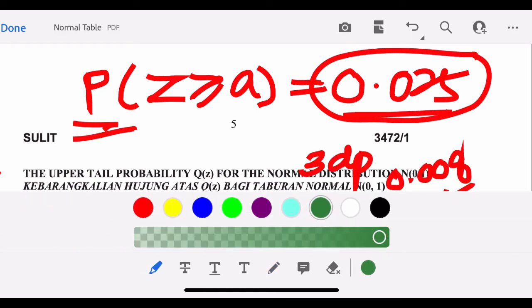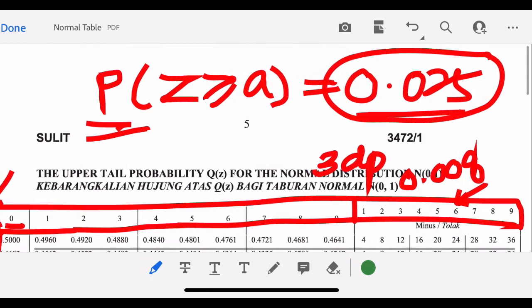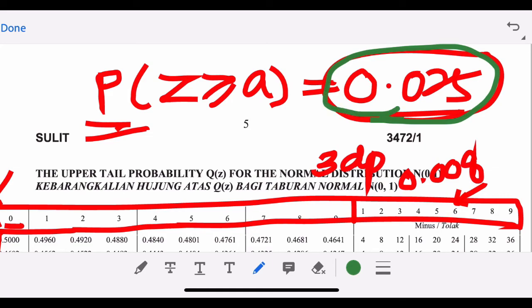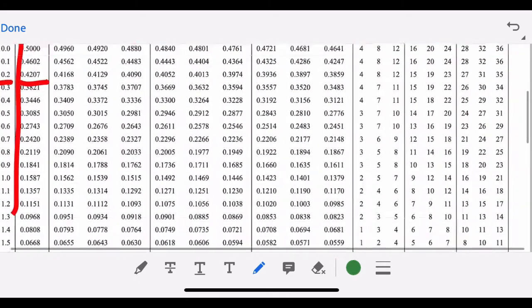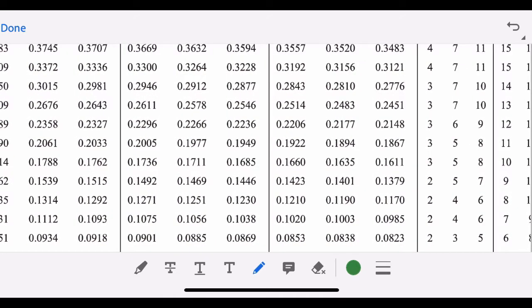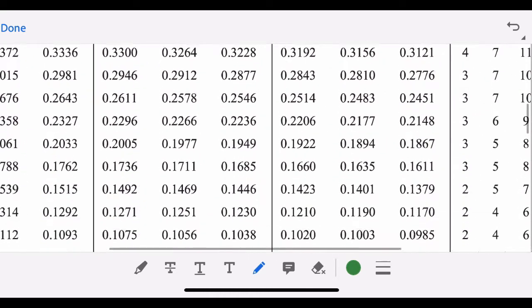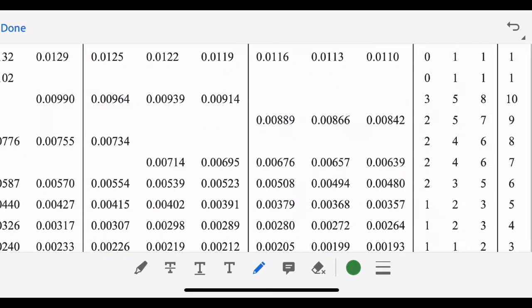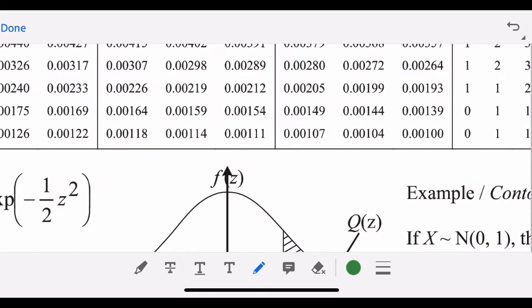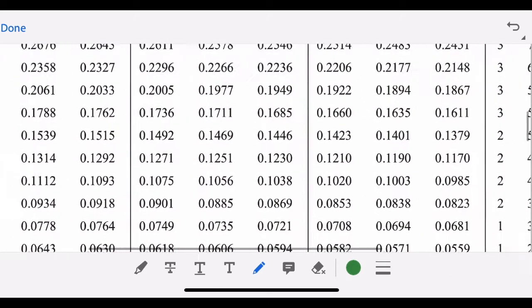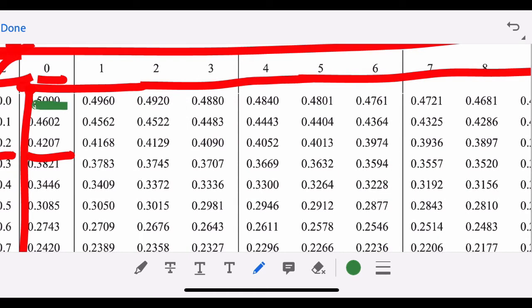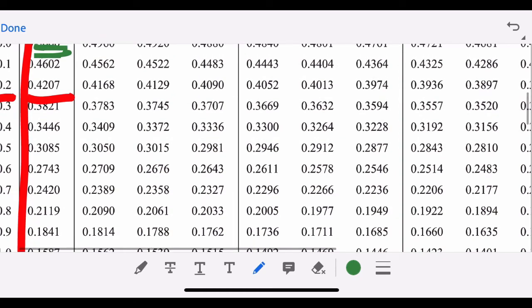Now our answer: 0.025 is a probability value. So what we need to do is find the Z score, as the question is asking for the Z score. We go to the green area, right? We want to find 0.025. The last values are almost zero, quite close to zero. This is actually half of the bell curve, so the highest probability is 0.5, for half of the bell.